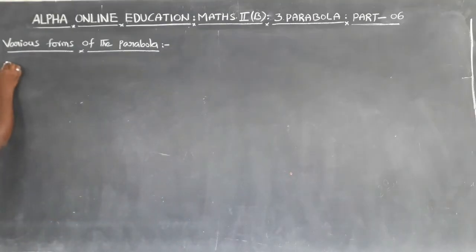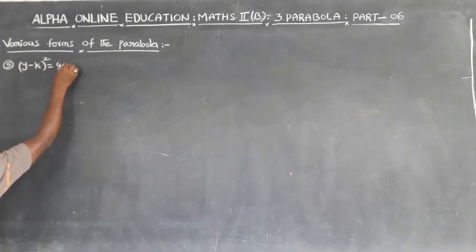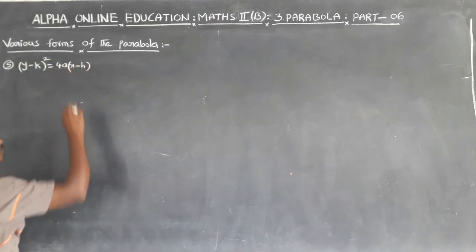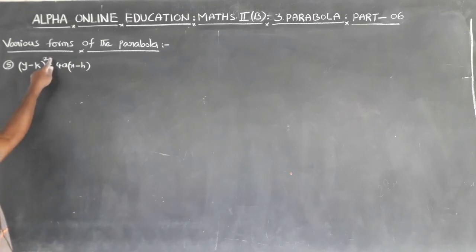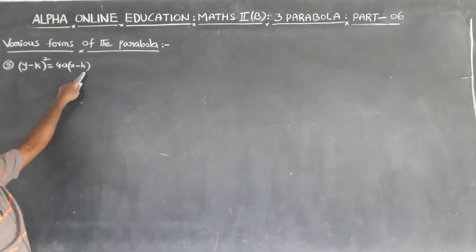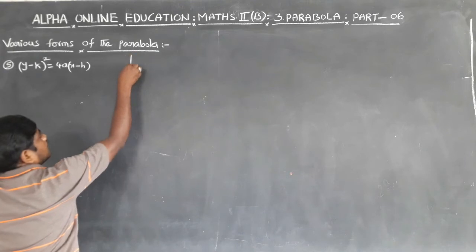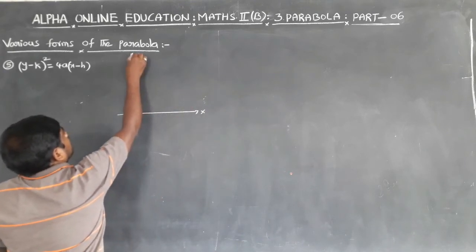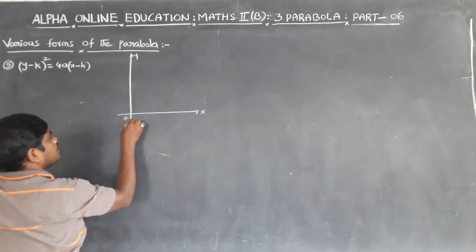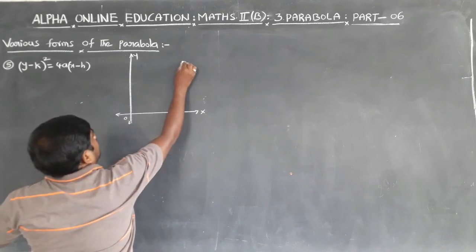Fifth one is y minus k whole square is equal to 4a into x minus h. This is the diagram for the parabola y minus k whole square is equal to 4a into x minus h.